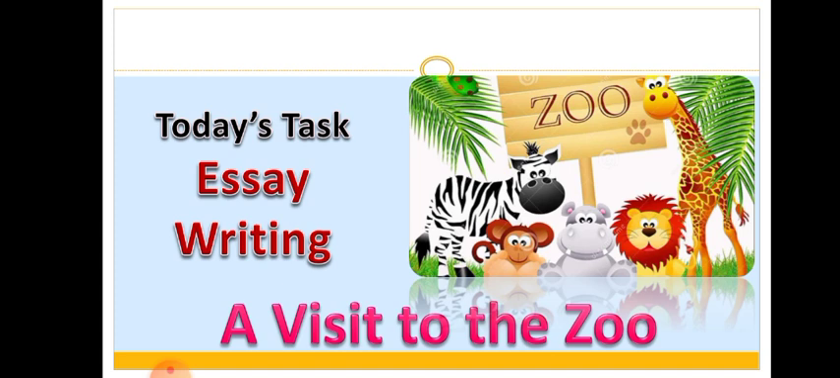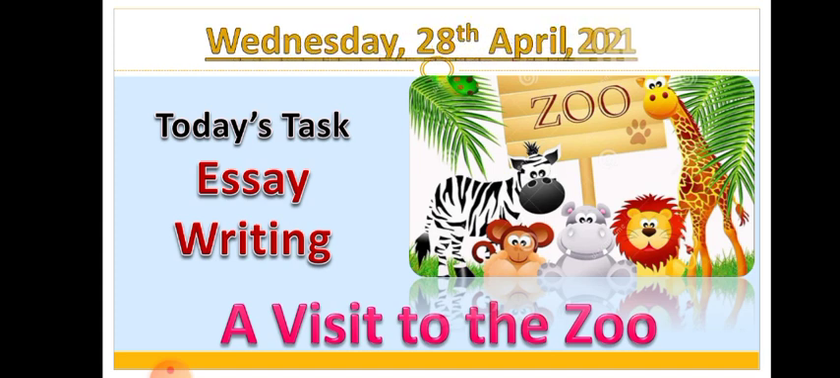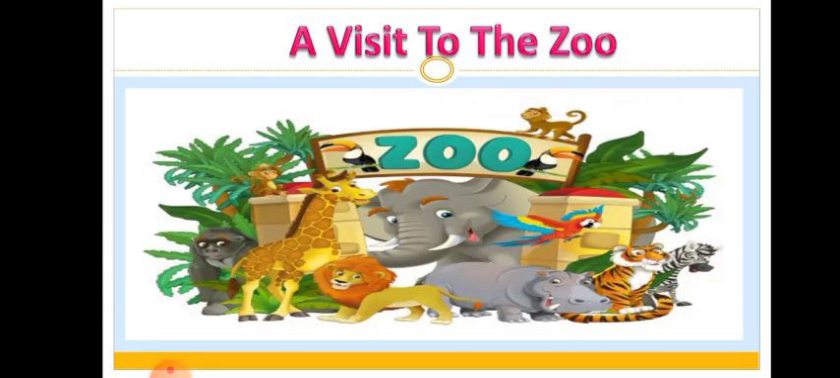Firstly, take out your English grammar notebook and maintain the page. Firstly, you will draw the margin line, then you will write the page, day, date and topic. You will underline the topic and get ready for writing the essay. Firstly, I will explain and share the images, then we will write in the notebooks. As you know, today is Wednesday, 28th April 2021, and today is grammar day. Topic is A Visit to the Zoo.